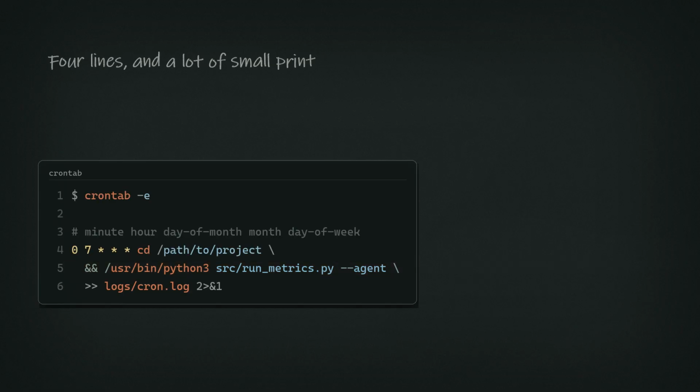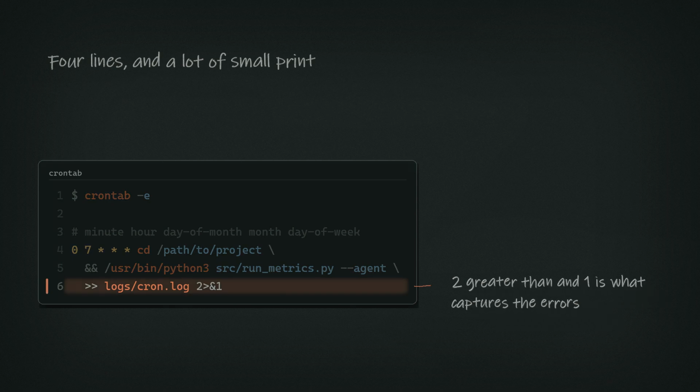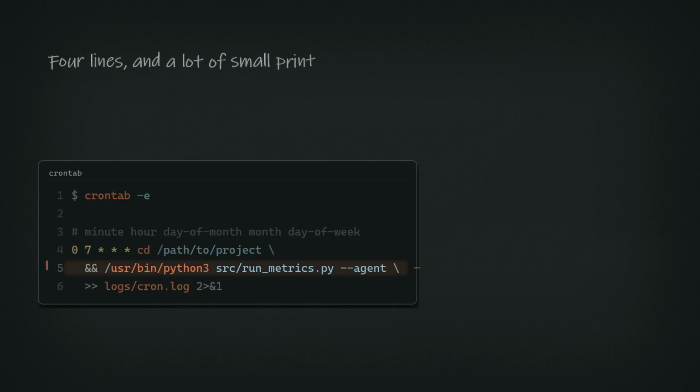Third, that redirect at the end. Cron mails its output to a mailbox nobody reads, so send it to a log file instead, and the 2>&1 part is what captures errors, which is the whole reason this job exists. Fourth, the --agent flag, or nothing investigates.